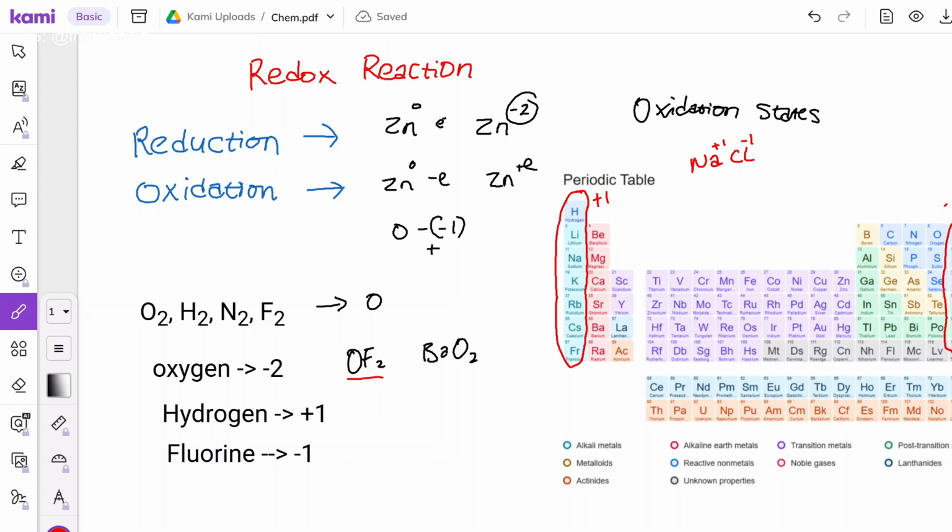If you see a compound, I'll show you examples, but if you see a compound that has one of these, you know that if it has oxygen, the oxygen is probably -2. If it has hydrogen or any of these like lithium, sodium, it's probably +1. And if it has fluorine, chlorine, and things like that, it's probably -1. And then you use it to determine what the other elements in the compound are.